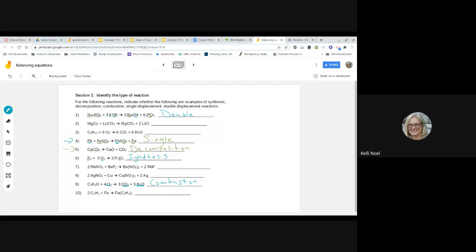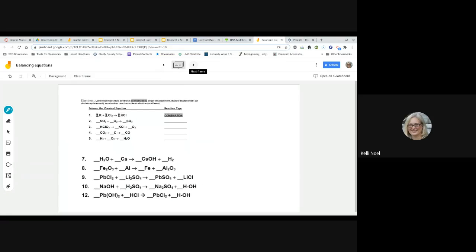So what you're going to be doing in today's activity is you're going to have to balance and say what it is. In this little example, they call synthesis combination, but I don't. So you're going to have to balance and then write what it is. So that's what your practice sheet is about.